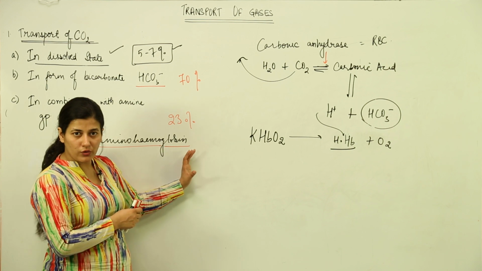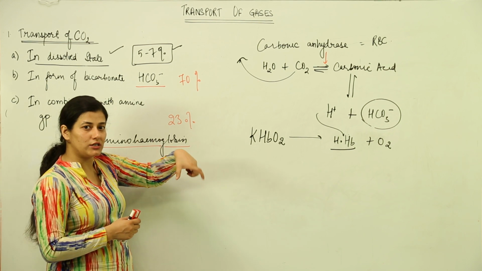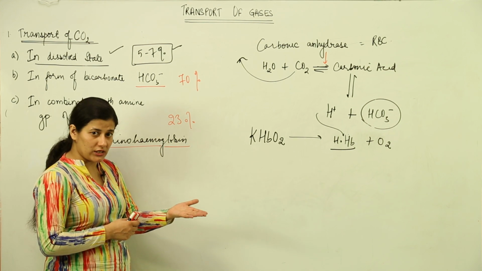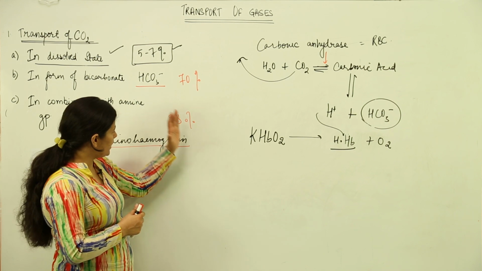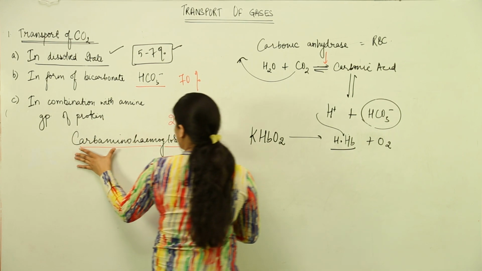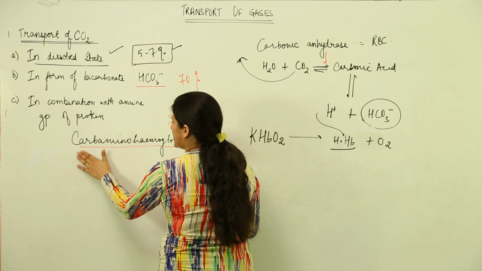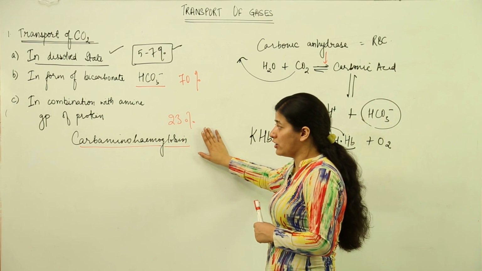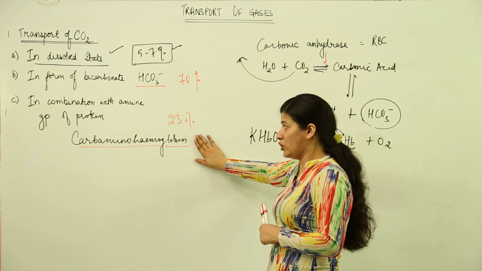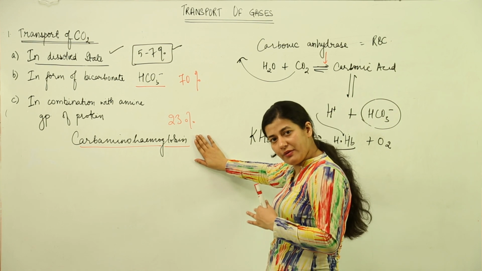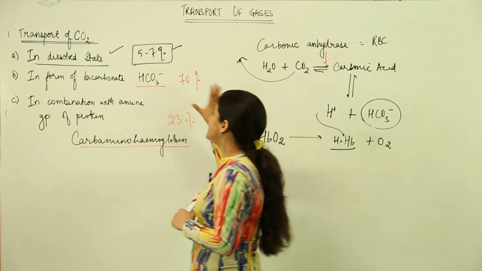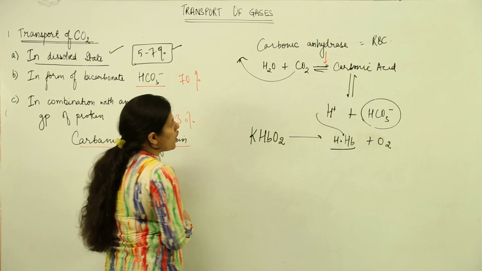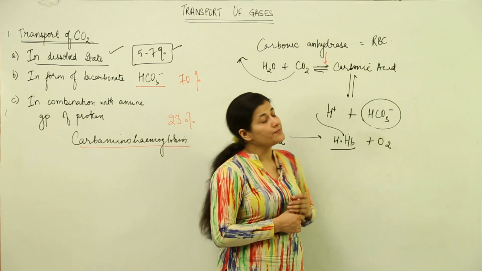and they would form carbamino hemoglobin. When the deoxygenated blood is reaching the lungs, there would be a condition, that is the lower pH and higher temperature conditions, which enable the breaking of the bond of carbamino hemoglobin, and carbon dioxide would be released as it is. So these are the three ways in which the transport of carbon dioxide takes place.